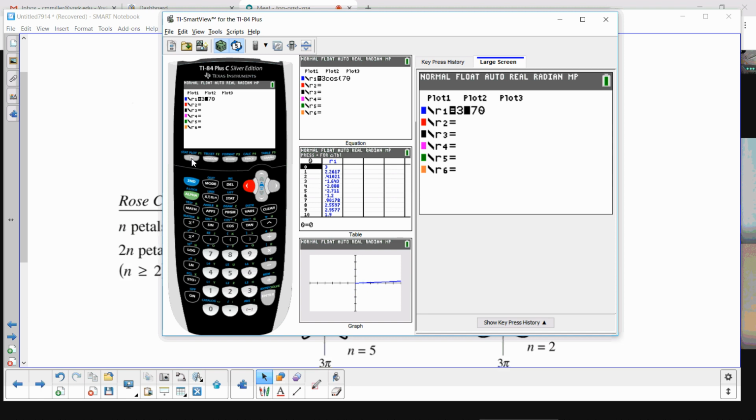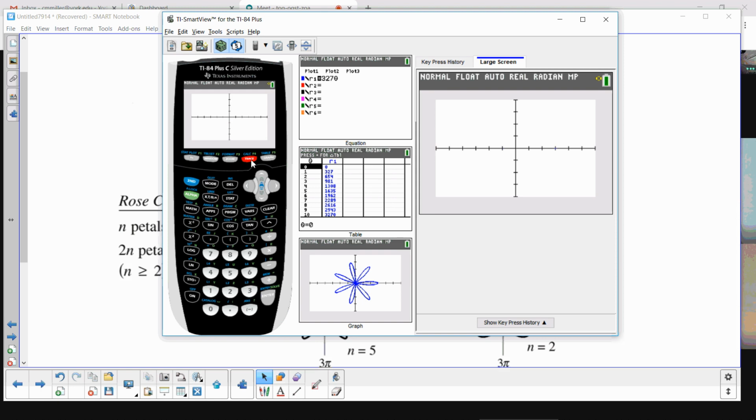You can really get crazy and do like, oops, cosine and do 25 theta. This should have how many? 50. No, I'm sorry, excuse me. 25 petals, right? It's still going. You see that?